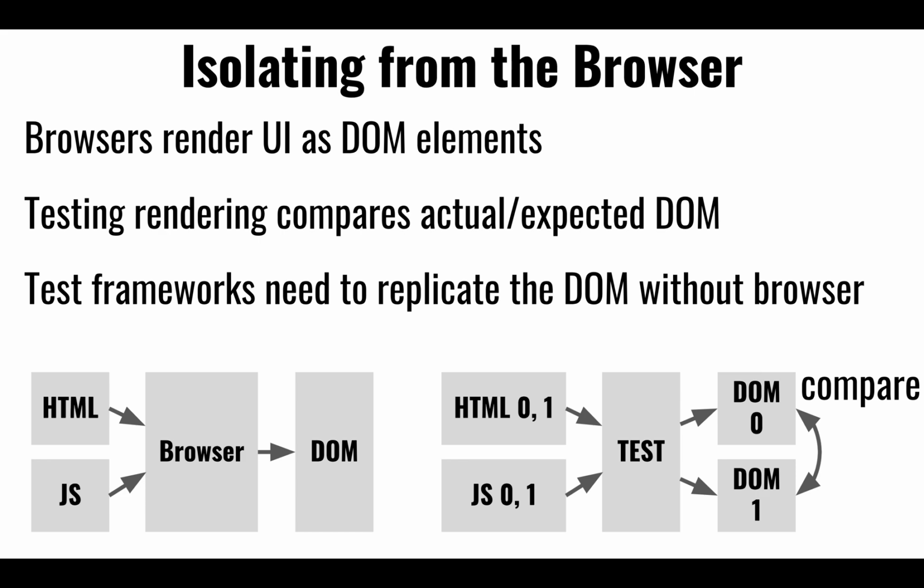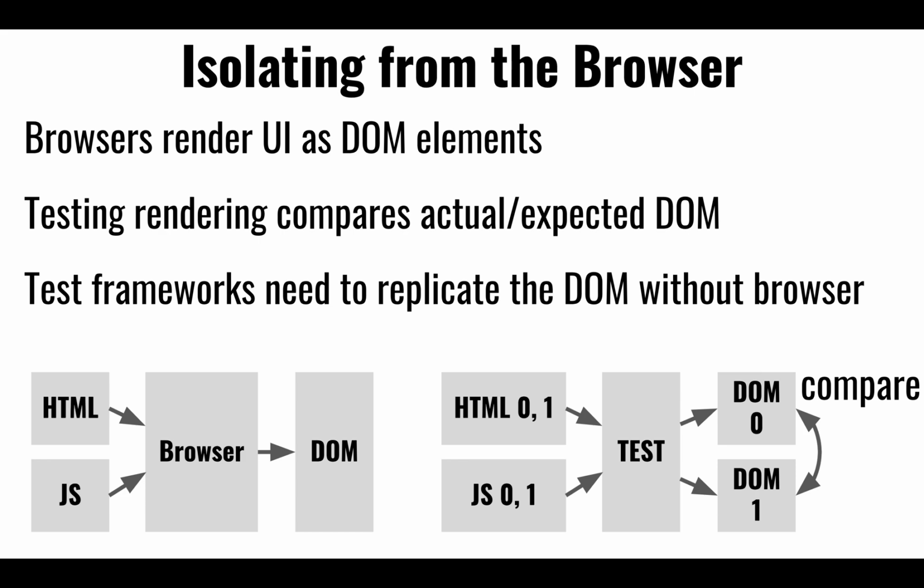So we need to replace the browser with a testing mechanism, a testing harness that can take a look at various versions of the HTML and various versions of the JavaScript, and generate the equivalent DOM representations of these HTML and running these JavaScript, and then compare. And is it what we expect?